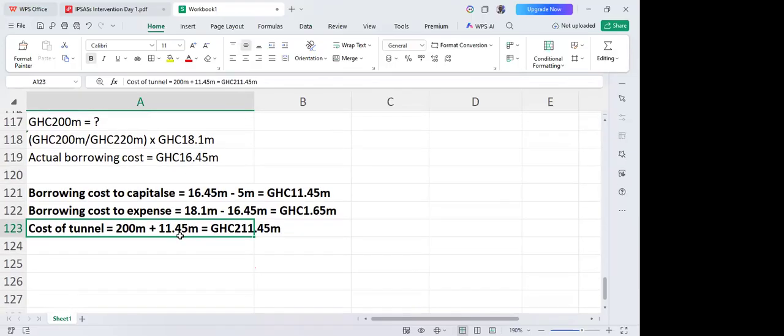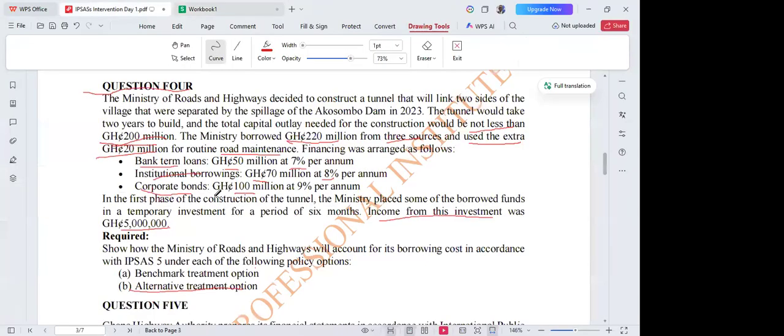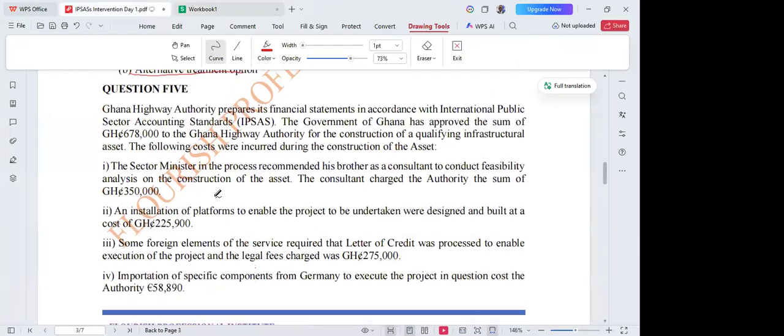Questions on this? Okay, let's make headway with the next one. Question 5.